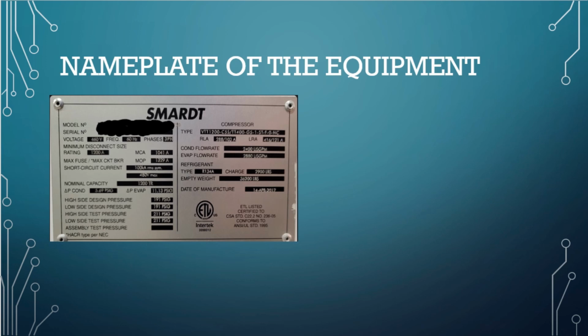So to start the discussion, we need to know what MCA and MOP are: the minimum circuit ampacity, MCA, and the maximum overcurrent protection, MOP. These ratings provide guidance for safely connecting field wire equipment to the building mains. Understanding these ratings and their relationship to each other is critical to properly selecting wire and circuit breaker sizes.